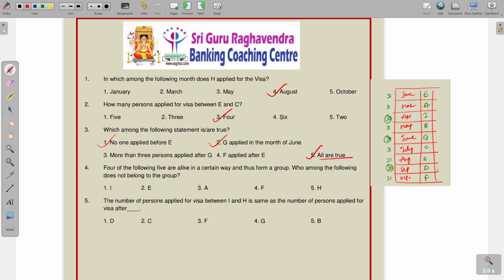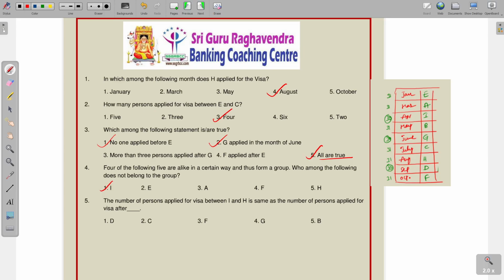What is the option here? That is all are true. Remaining we need not check, directly taking all are true is enough. 4 of the following 5 are alike in a certain way. Who among the following does not belong to the group? So see, first I 30 days, E January 31, A March 31 and F October 31 and H August 31. Odd one out is I.